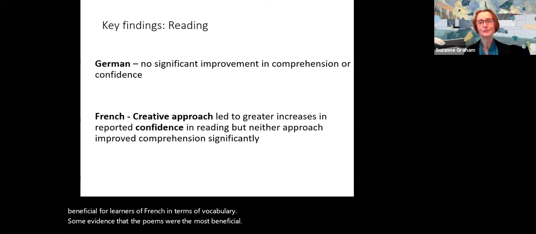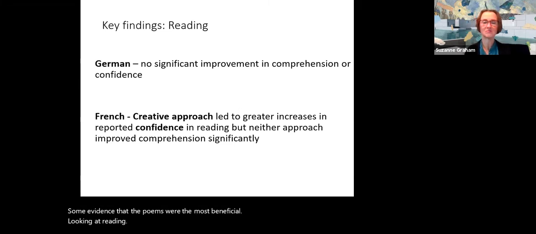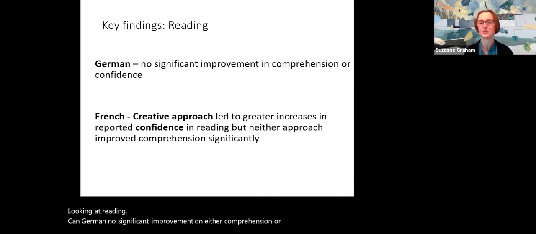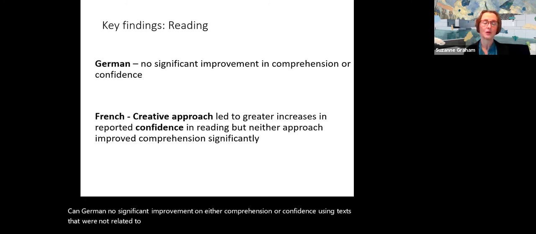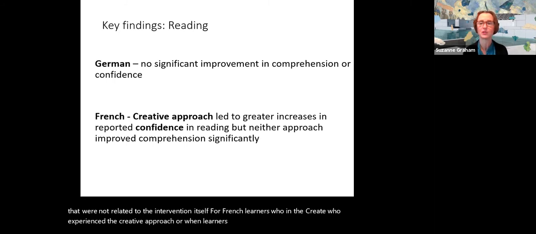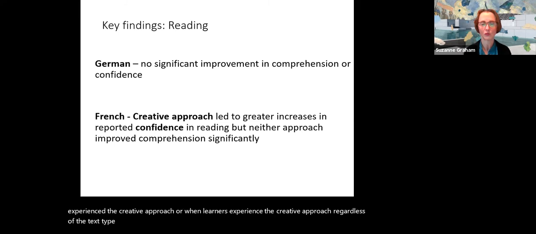Looking at reading, again, German, no significant improvement on either comprehension or confidence using texts that were not related to the intervention itself. For French, when learners experienced the creative approach, regardless of the text type, they became more confident in reading, but there was no difference for comprehension.